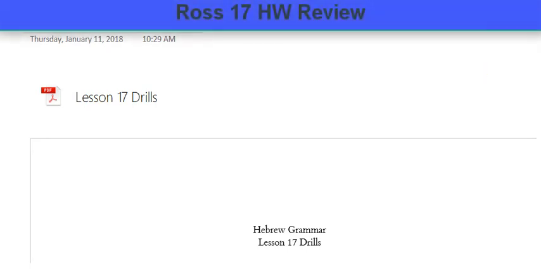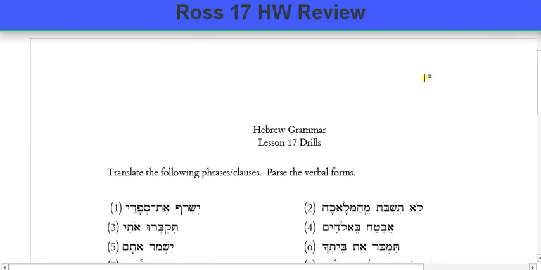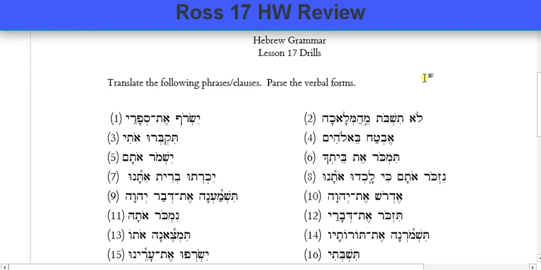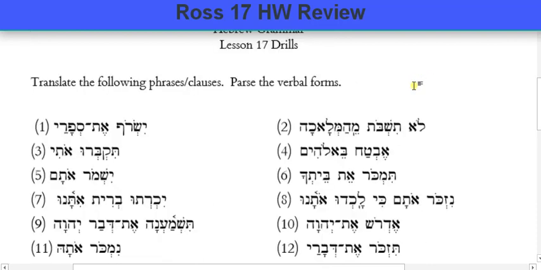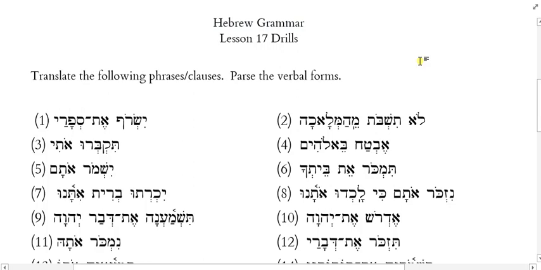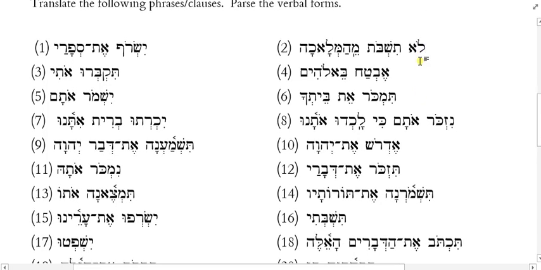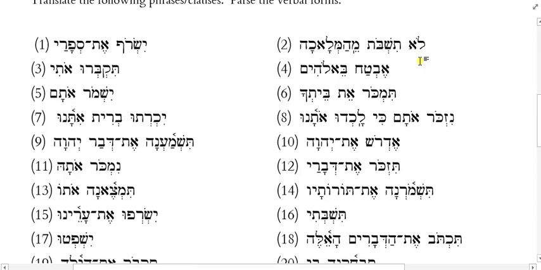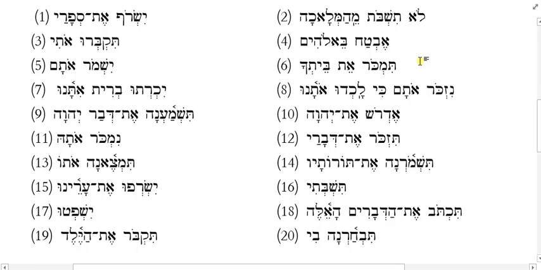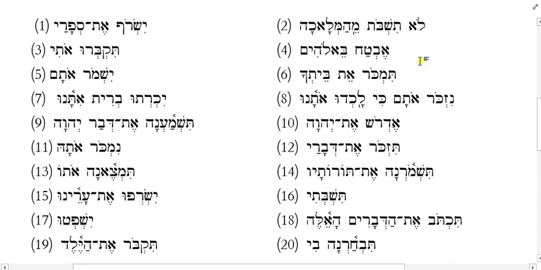Chapter 17 drill sheet I've got up here. What I've asked you to do with this is to translate the phrases or the clauses and to parse any verbal forms. Okay, so let's just see if there are any questions specifically that you have about how to either translate or parse these, and I'm happy to work through any problems that you might have.